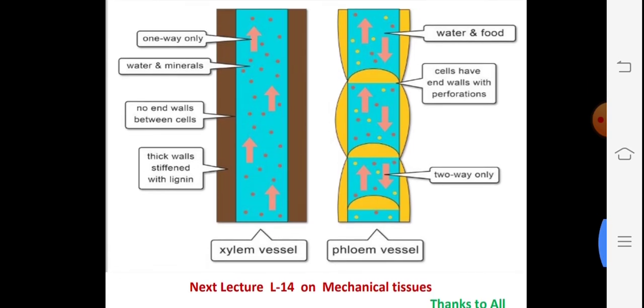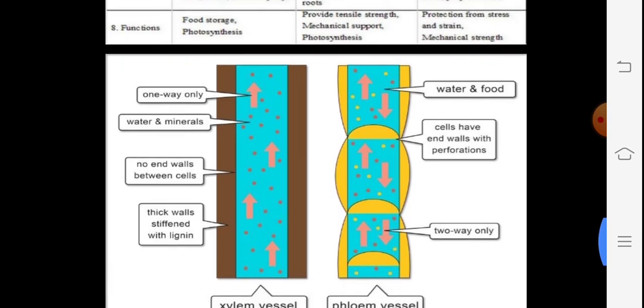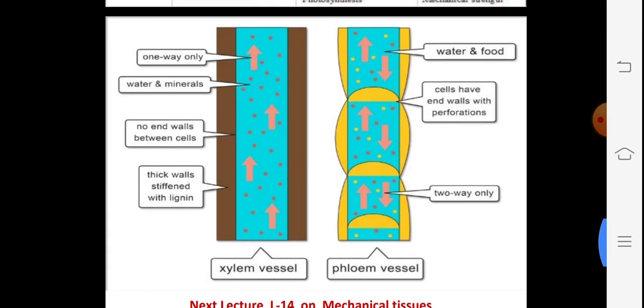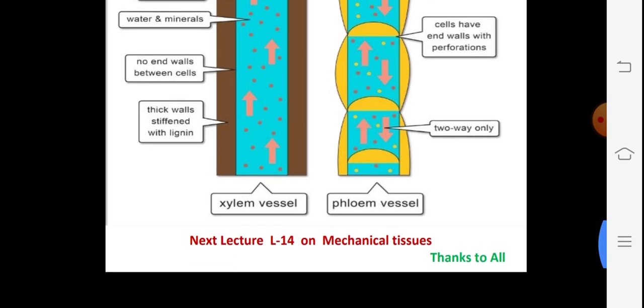Here the transport is one way only, seen in the xylem vessels, for water and minerals, and there are no end walls and thick walls generally with lignin. Secondly, in phloem the water and food move in two directions, upward and downward, and cells have end walls with perforation. This is the difference between xylem vessels and phloem vessels.